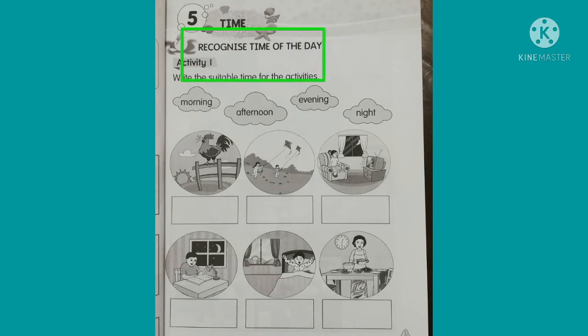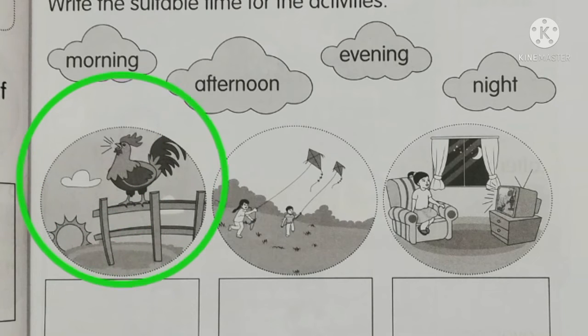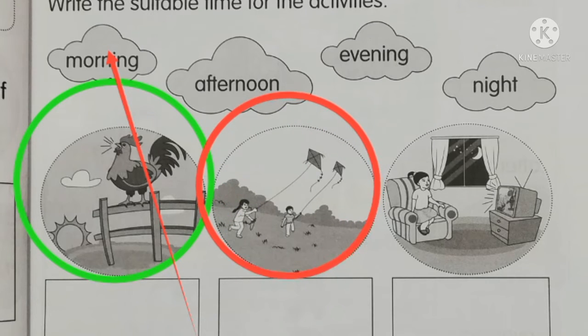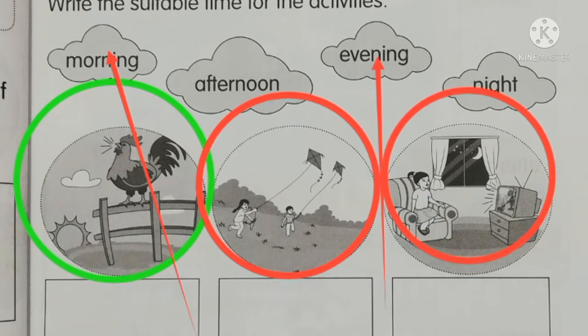Activity 1. Write the suitable answer for the activities. Look at the picture. For this picture, look at the sun there. It just rises, so it's morning. Look at this picture. The kids are playing a kite. This means it is in the evening. Look at this picture. See, there are moon and stars out there. So this means it is night.